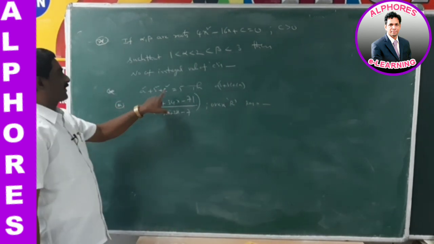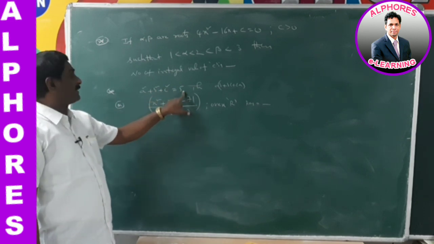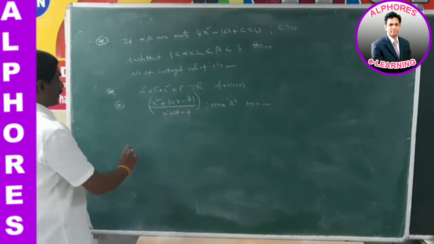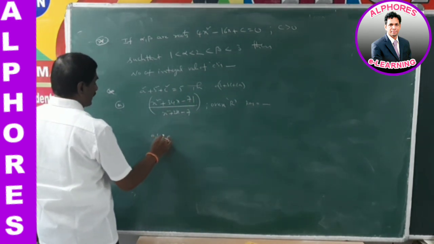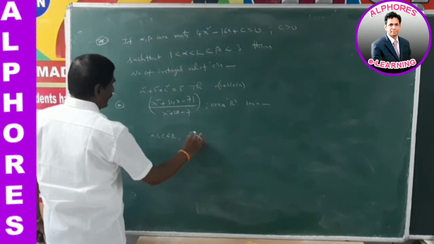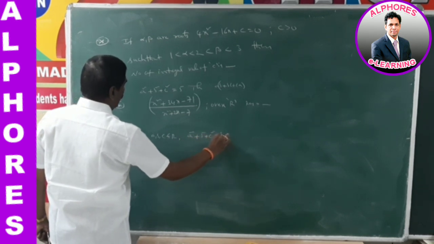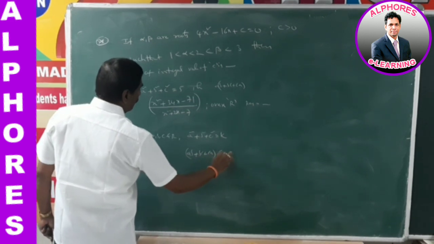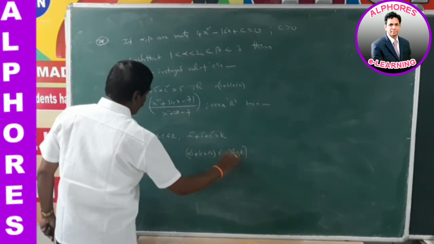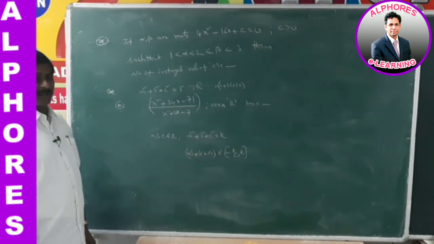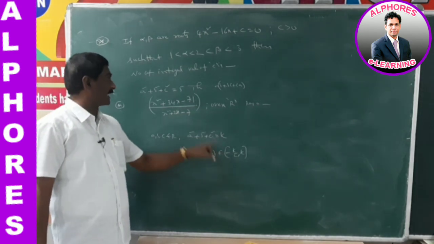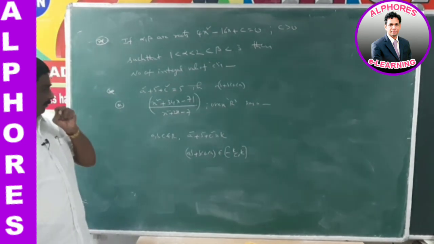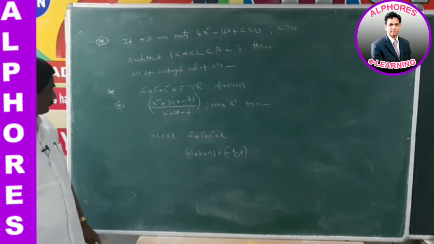Second one, if a² + b² + c² is equal to 5 and a, b, c are real numbers, then what is the range of ab + bc + ca? We know that if a, b, c are real numbers and a² + b² + c² is equal to k, then the range of ab + bc + ca is −k/2 to k, a direct formula. Therefore, the range of ab + bc + ca is −5/2 to 5.